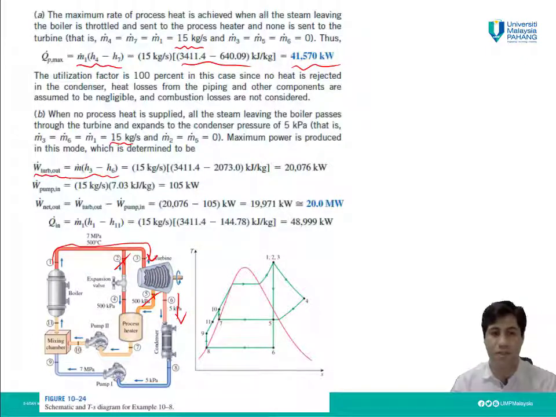h3 minus h6 is the flow of the energy we have in this direction, times m dot, which is 15 kilogram per second. Again, we have h3 and h6, and also m dot. We can calculate W dot turbine out, and also we can calculate W dot pump in.